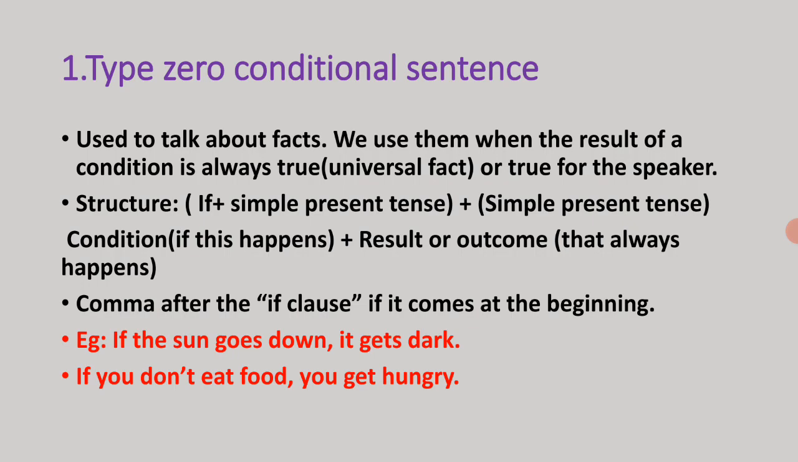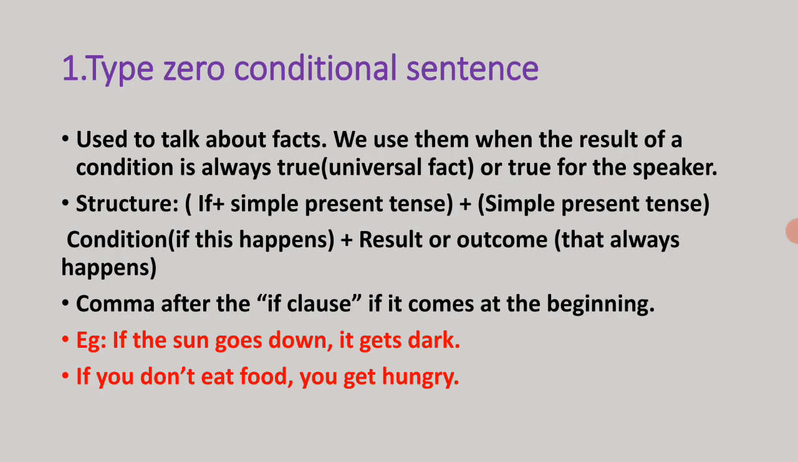And another thing applicable to conditional sentences is a comma after the if clause if it comes at the beginning. If the if clause is coming in the beginning of the sentence, there will be a comma after that. See the example. If the sun goes down, it gets dark. So here we can see a comma after the if clause. If the sun goes down, comma, it gets dark. So this is a type 0 conditional sentence.